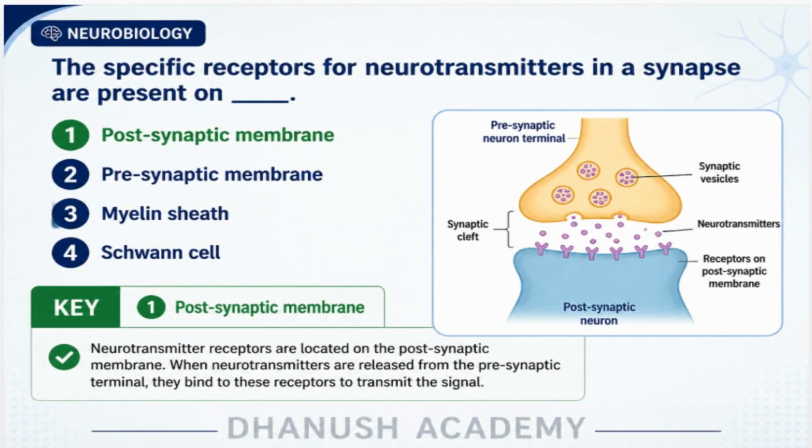The specific receptors for neurotransmitters in a synapse are located on the postsynaptic membrane. When neurotransmitters are released from the presynaptic terminal, they bind to these receptors to transmit the signal. Thus, option 1 is the correct answer.